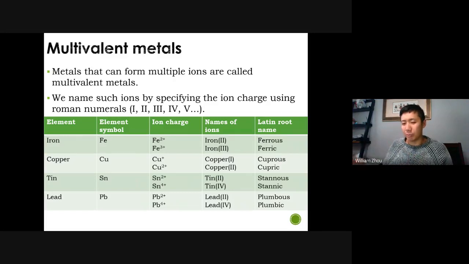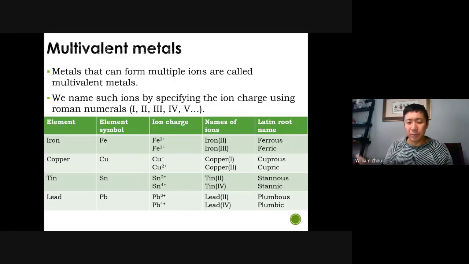But if you notice the right-hand column, the Latin root name. When I was in school, this was taught and widely used, but not anymore. We've since updated it, so we no longer use the Latin root names. I still have them here because if someone is old school, they're going to refer to these using their older Latin names. And on some bottles in the lab, they actually label it using the Latin root name. It's not awfully complicated to learn, so I just have it right here. If you're ever wondering, iron, why is it Fe? Because in Latin, iron is ferrum. Copper is cuprum. Tin is stannum. And lead is plumbum. So get a plumber. So these are where the words come from.